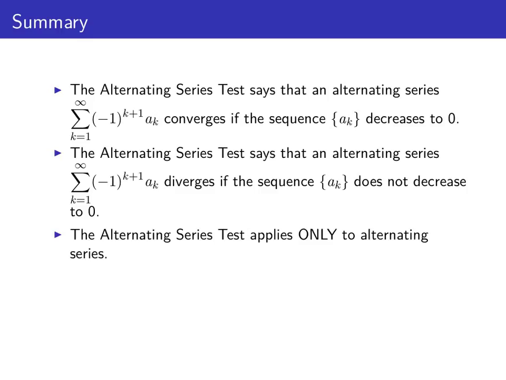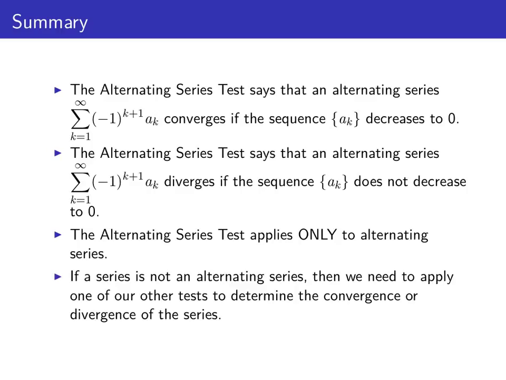An important point, a critically important point to note, is that the alternating series test applies only to alternating series, not to any other kind of series. And if a series is not an alternating series, then we need to apply one of our other tests to determine convergence or divergence.